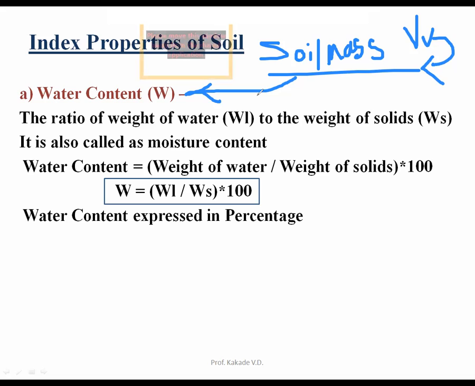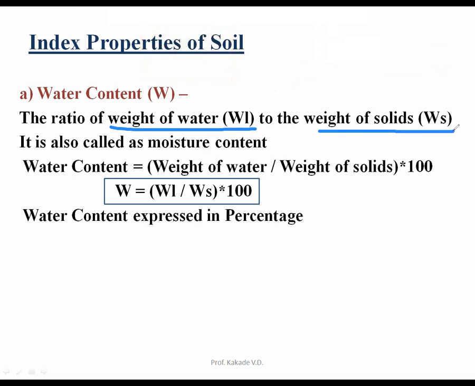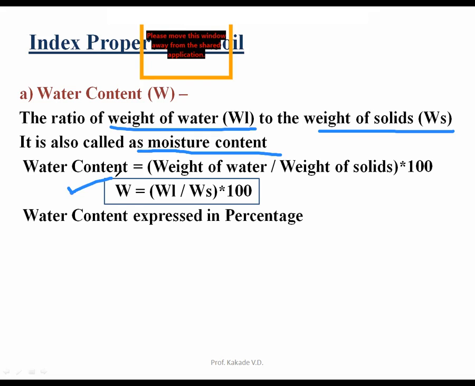Water content is the percentage of water, or the percentage of moisture, available in the soil mass. It is the ratio of the weight of the water to the weight of solids. When we talk about the practical view of water content, we consider the weight of water to the weight of solids, which is why it is also called moisture content. So water content equals the weight of water to the weight of solids multiplied by 100. This is the formula for finding the water content.